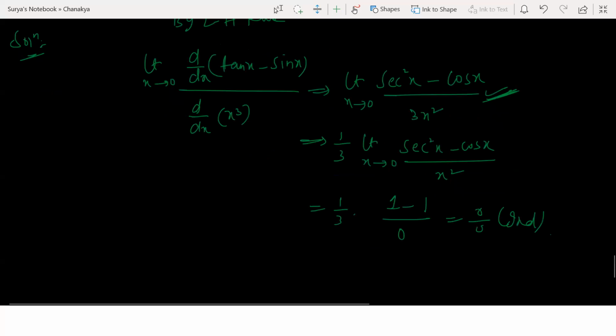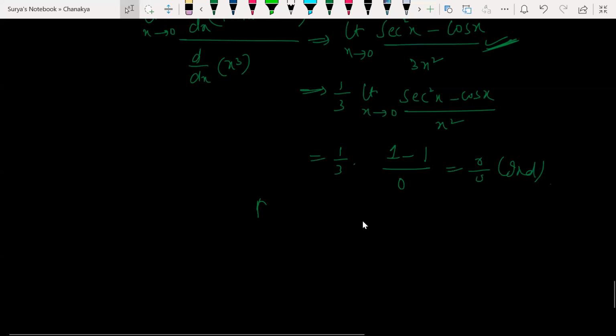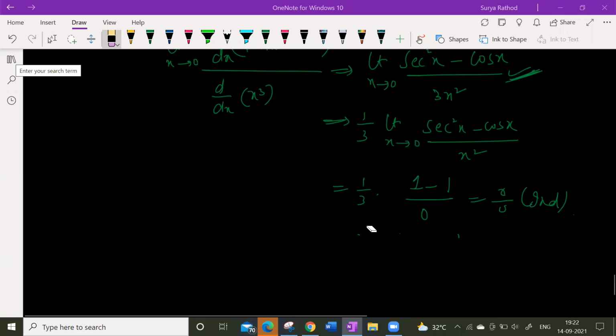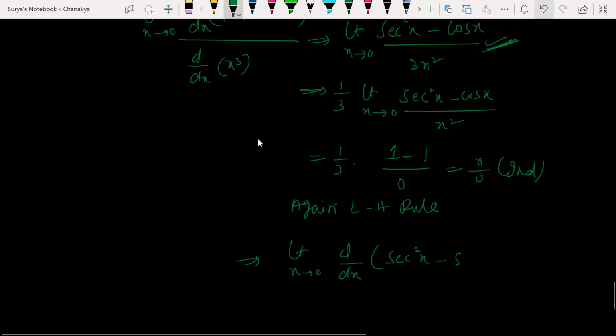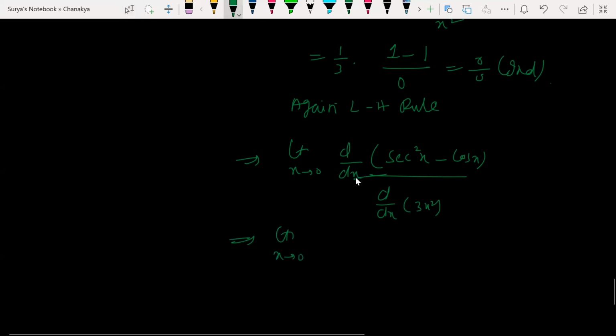Clear? Let us differentiate it again. Instead of saying differentiation, apply L'Hopital's rule again. The solution was given differently, but we are trying it this way to see whether it works. So what you get here: limit x tends to 0, d by dx of secant square x is, what, 2 secant x into tan x.